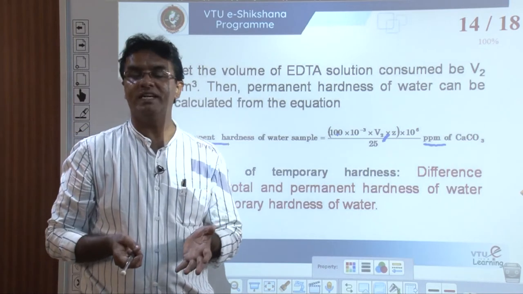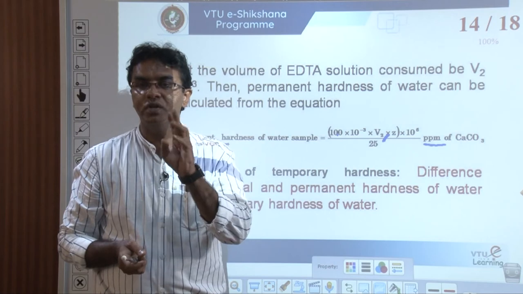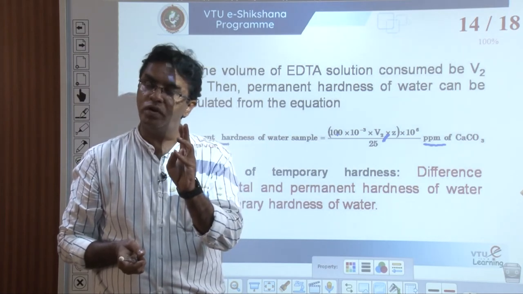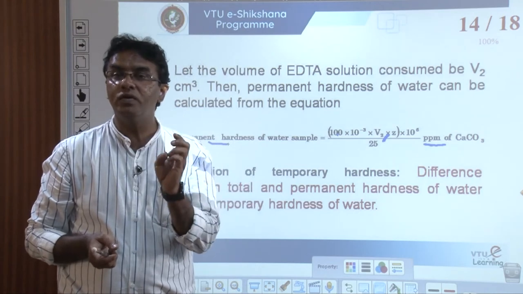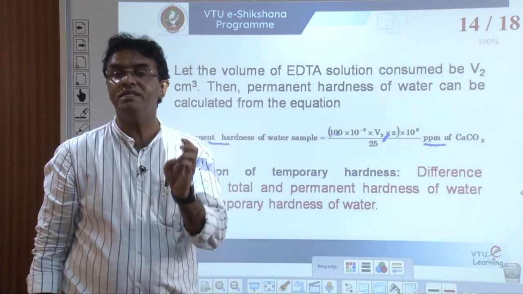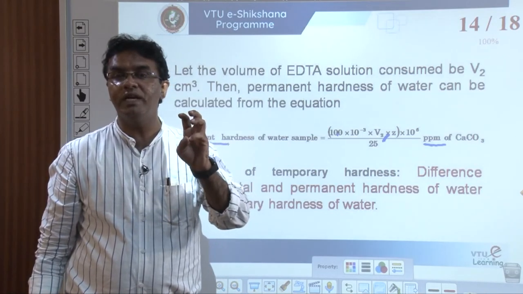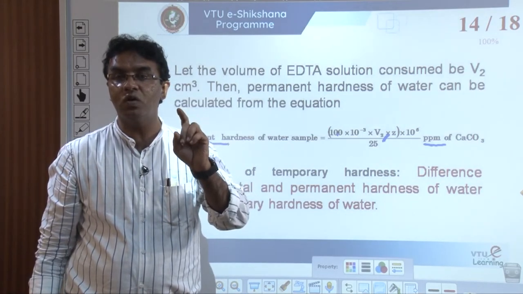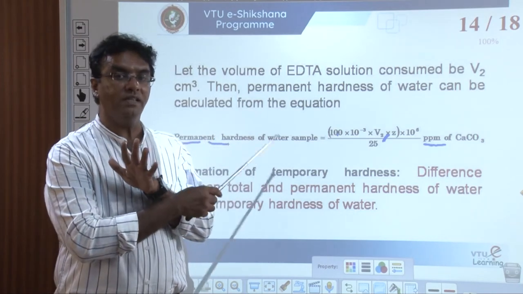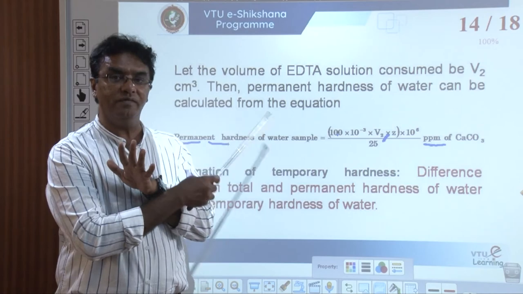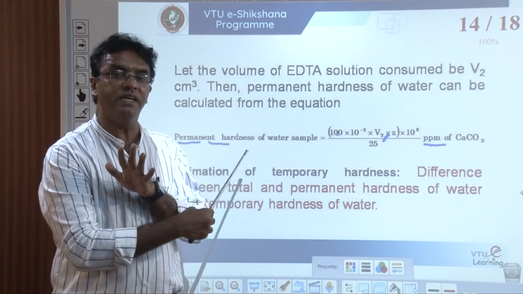So now you can understand that we have found out two hardness values. First one is total hardness, second one is permanent hardness. Naturally, total hardness is the combination of the hardness caused by bicarbonates, sulfates and chlorides of calcium and magnesium. Whereas after boiling the water for half an hour, then we are finding out the hardness. This hardness is permanent hardness.